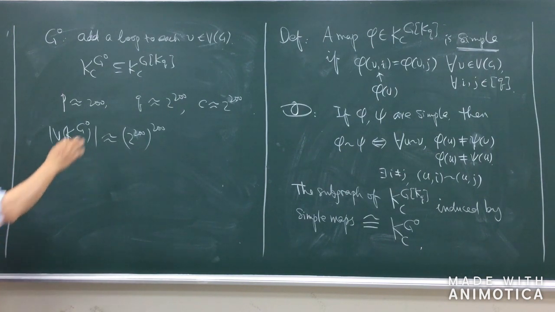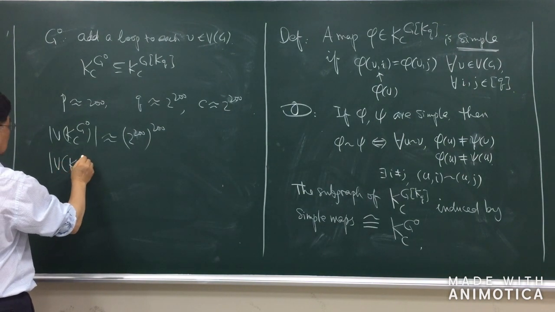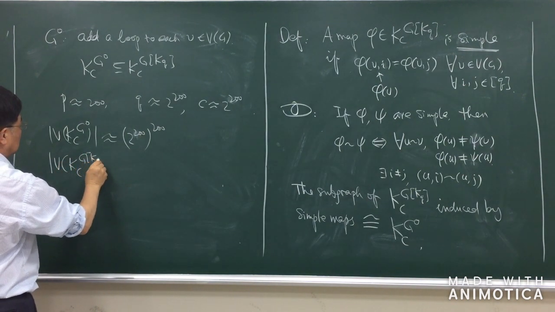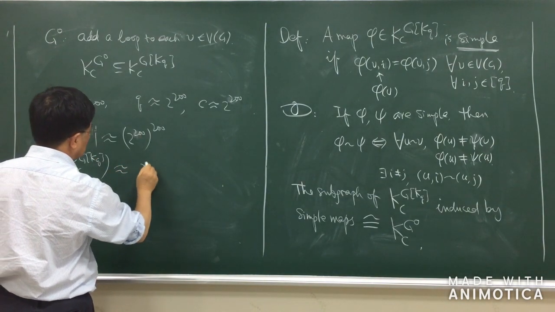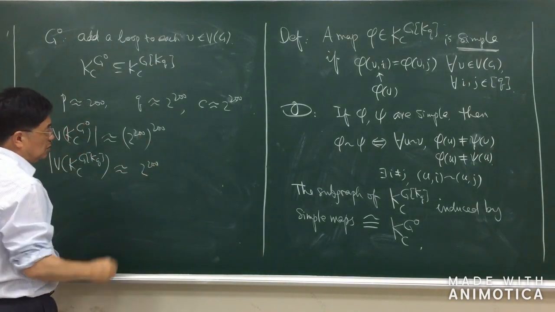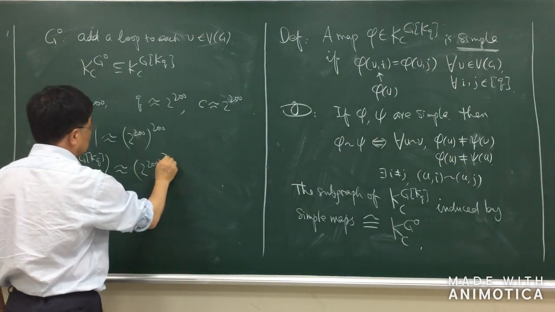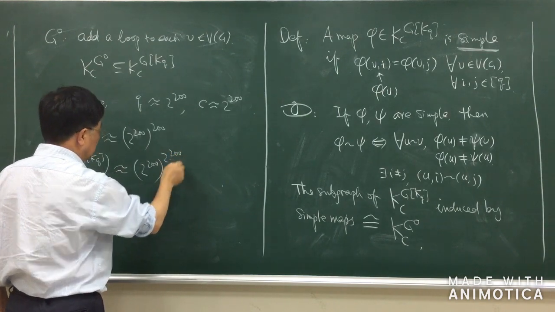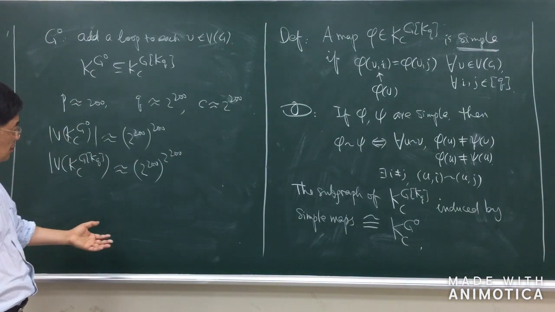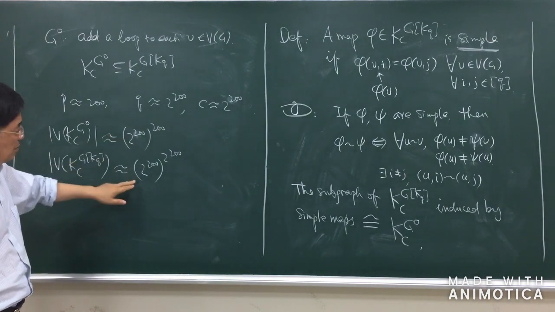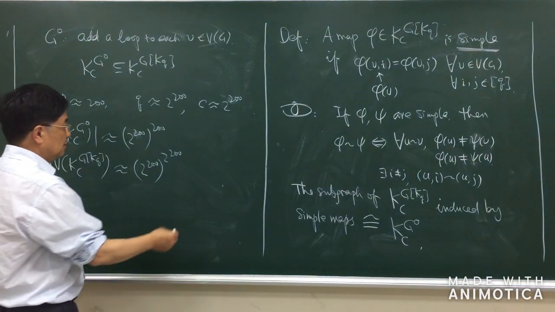But what is this graph? How many vertices are here in K_C(G, K_Q)? Again, C is 2 to the 200. There are that many colors. And how many vertices there? Again, it's 2 to the 200. So you have that many vertices, and each has that many choices. So this is a huge number, but compared to this one, it's very small. So let's draw this picture.